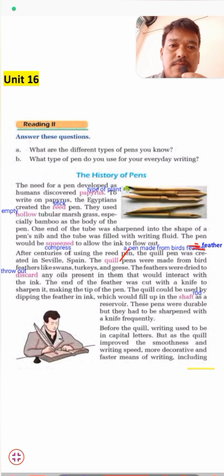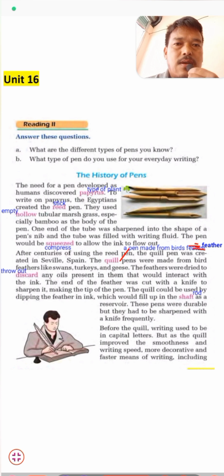Pre-questions are given here. The first question is, what are the different types of pens you know? Students, I think everyone knows about the types of pens that we use in our daily life. There are different types of pens like ball pen, gel pen, fountain pen, we can say ink pen also, and marker pen. So these are the types of pens that we use in our daily life.